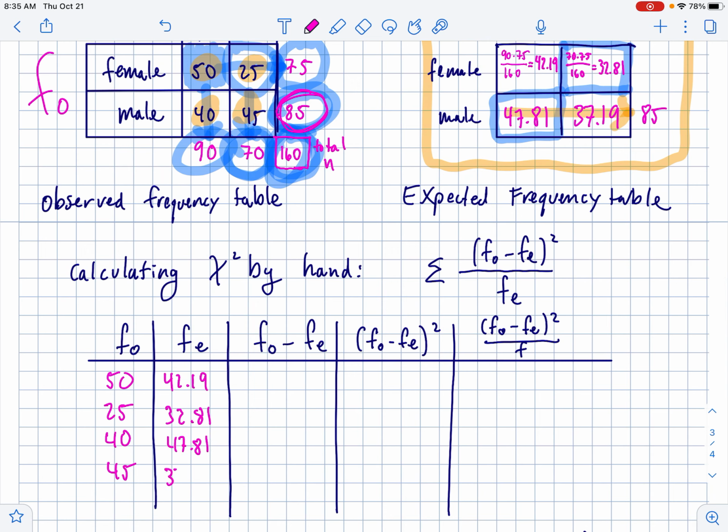Then top right, which is 32.81. Then bottom left, which is 47.81. And then bottom right, which is 37.19. So each expected frequency matches up with its observed frequency.